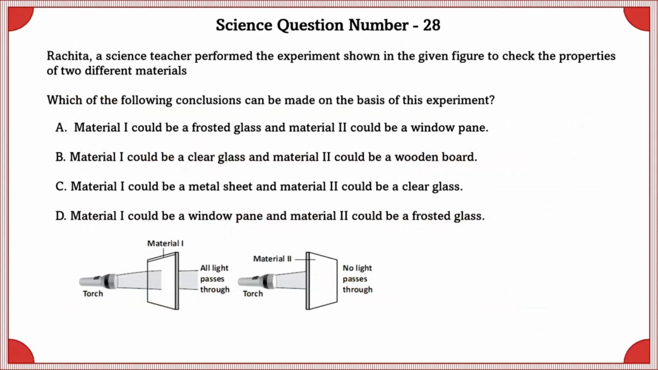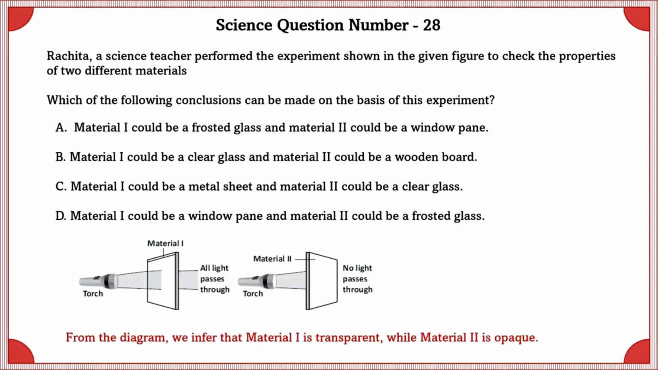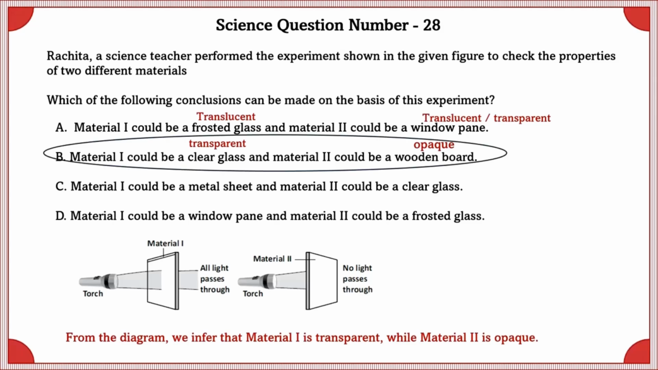Science question number 28. Rachita, a science teacher, performed the experiment shown in the given figure to check the properties of two different materials. Which of the following conclusions can be made on the basis of this experiment? From the diagram, we infer that material 1 is transparent while material 2 is opaque. And according to this, the correct option is the B option.